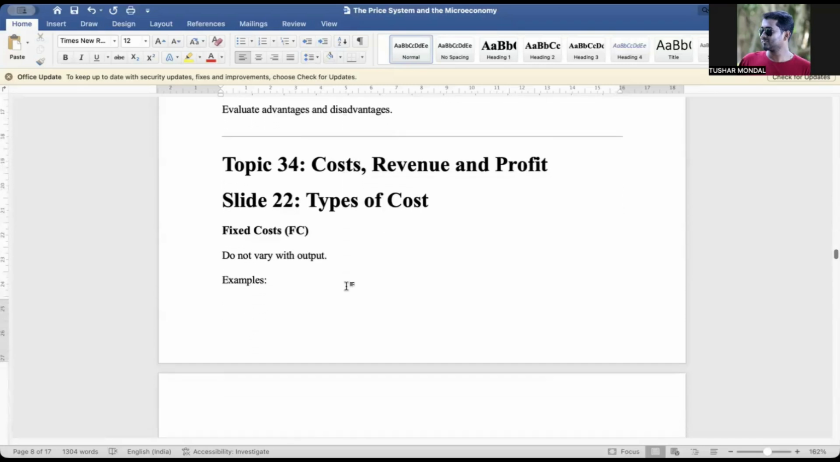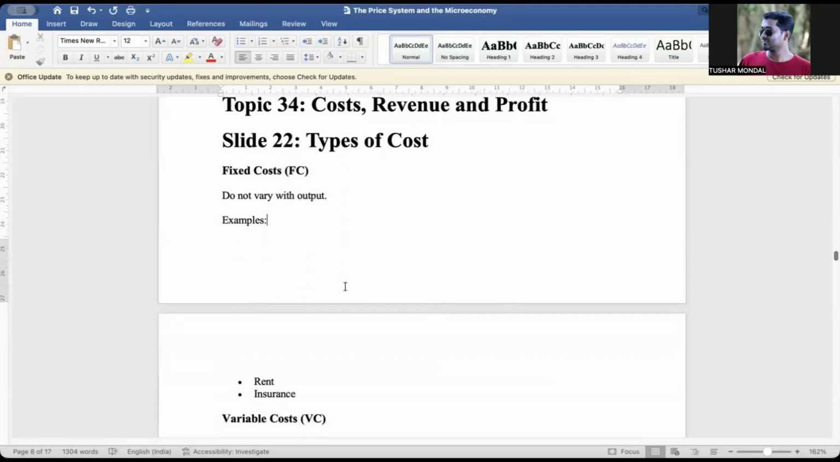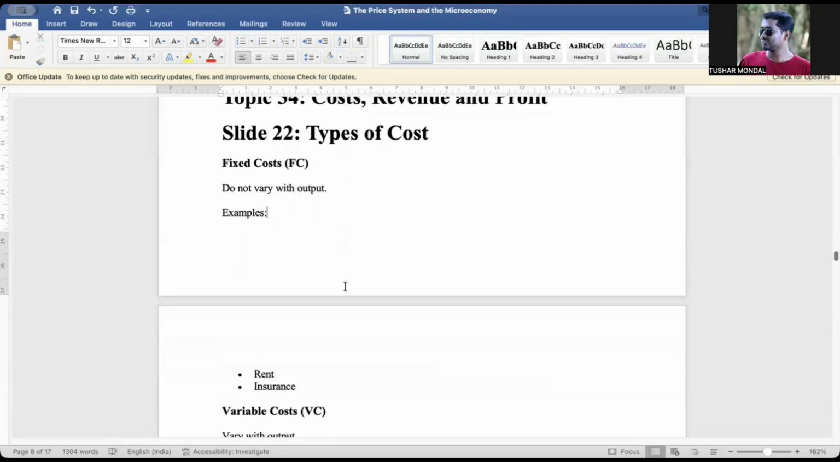Now come to cost, revenue and profit. First, I am going to tell you the two types of cost: fixed cost and variable cost. Now, what is fixed cost? Fixed cost is nothing but those costs which are not changing with changing output.